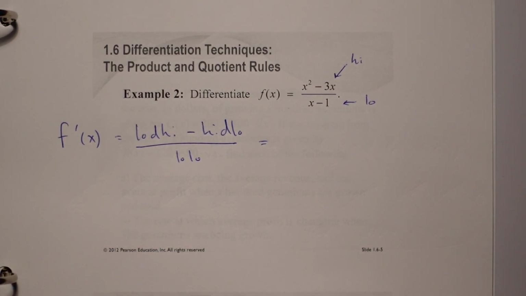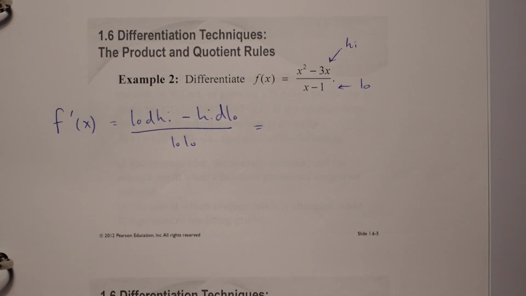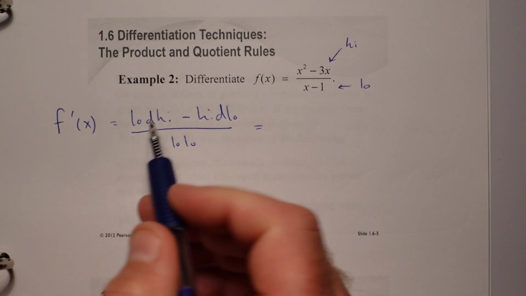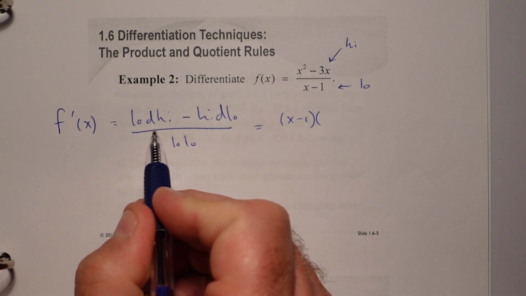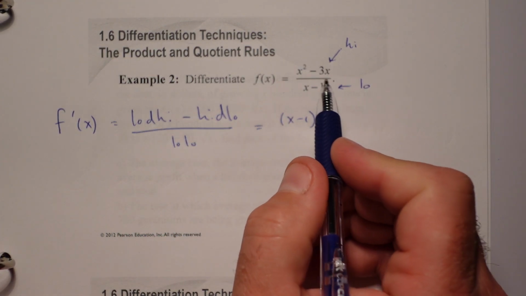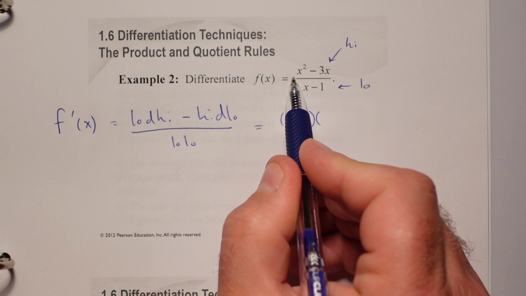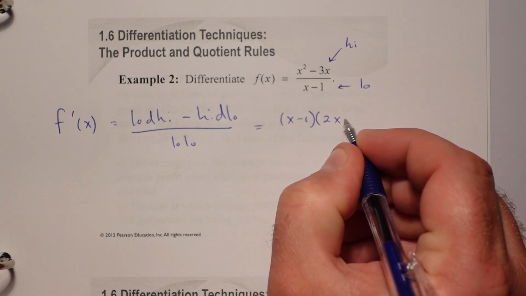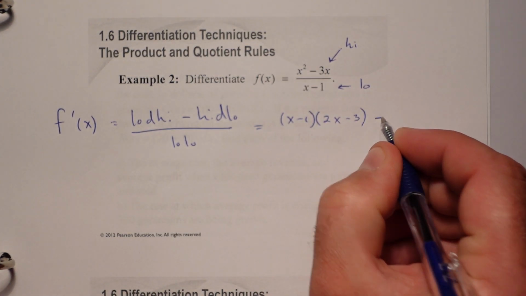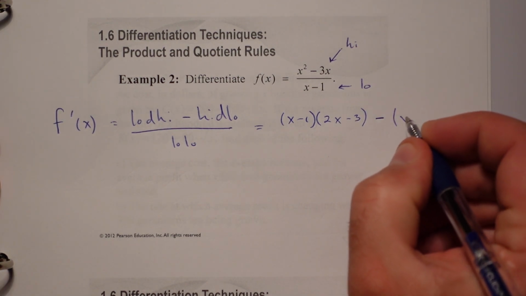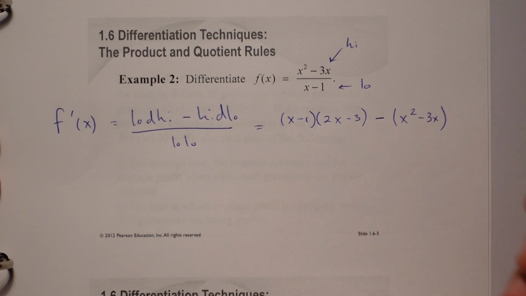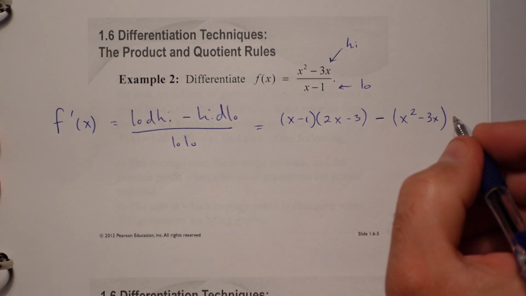And after you commit that little phrase to memory, this quotient rule really starts to come together and works out pretty well. So the low function is x minus 1 times the derivative of the high function. So the derivative of that numerator is 2x minus 3. And then I've got minus, next it's high d low. So the high function is x squared minus 3x. D low here is just 1.